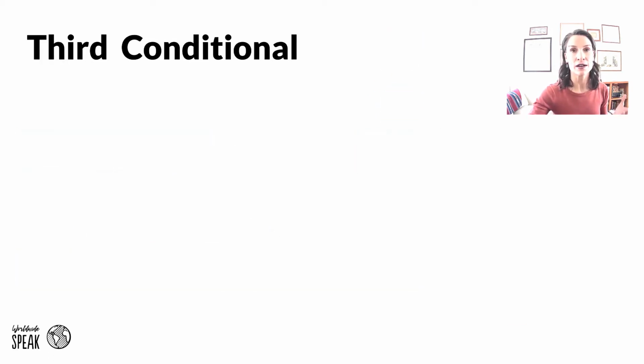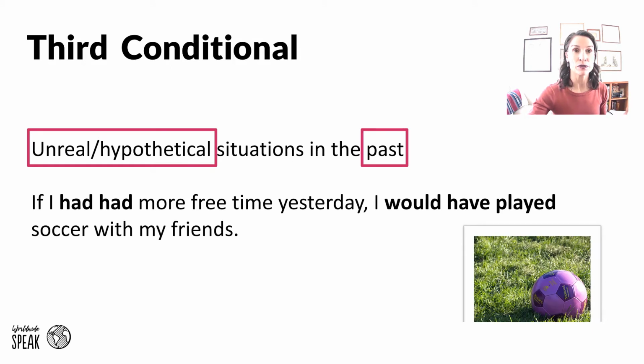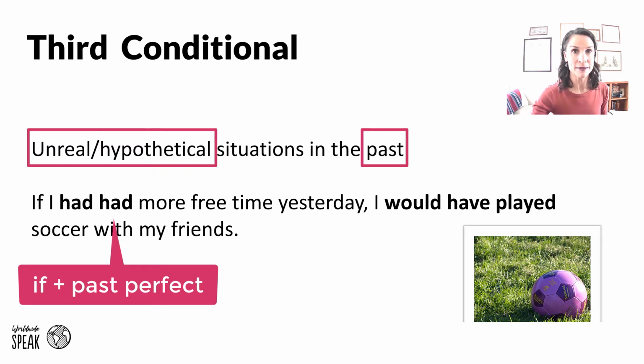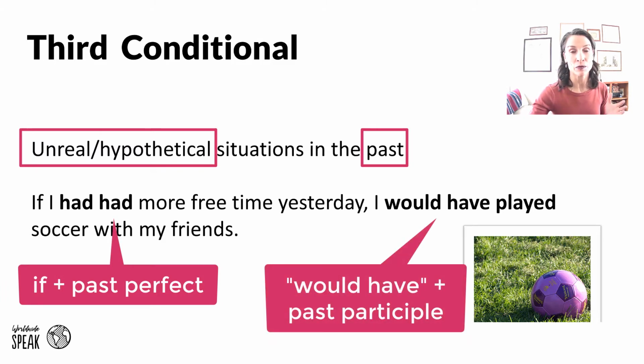Third conditional is for unreal situations in the past, something that didn't happen in the past. And I will use something like this. If I had had more free time yesterday, I would have played soccer with my friends. So if and past perfect, and then in my main clause, I'm using would have and the past participle.